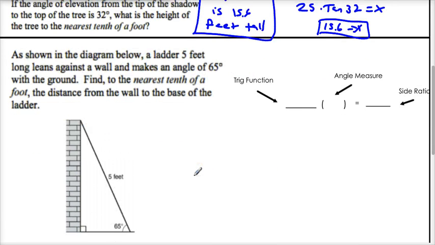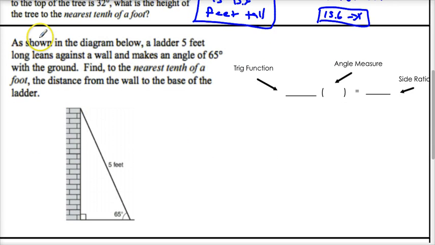Ladders. They love ladders in trig for some reason. I don't know why. So as shown in the diagram below, a ladder 5 feet long leans against the wall to make a 65-degree angle with the ground. Find, to the nearest tenth of a foot, the distance from the wall to the base of the ladder.